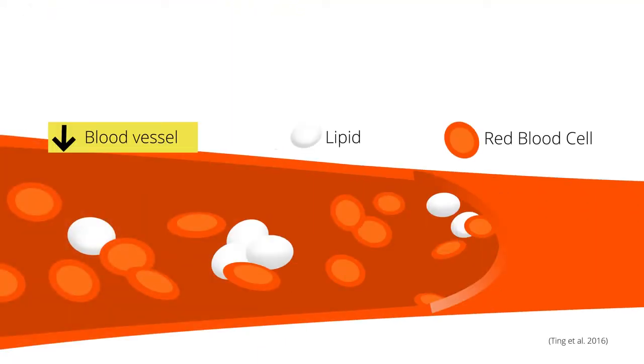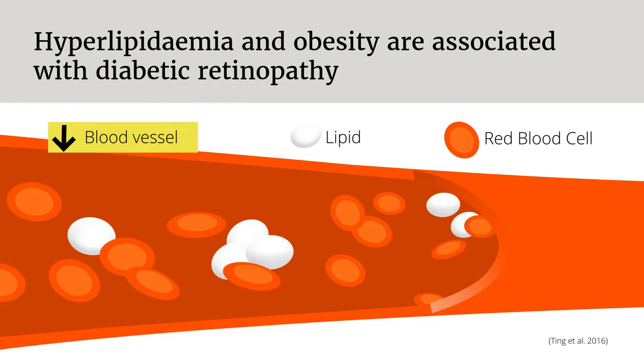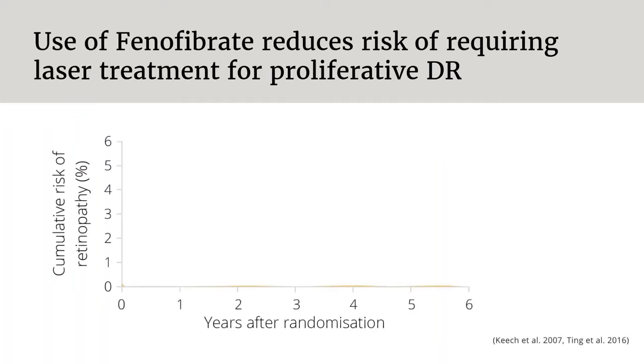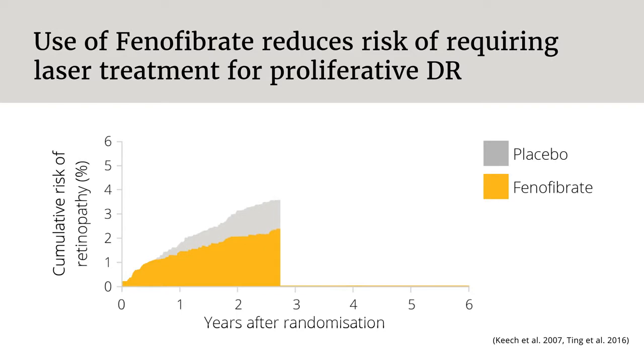Excessive levels of fat or lipids in the blood is called hyperlipidemia. Hyperlipidemia and obesity are associated with DR, but the evidence so far is limited on whether they are risk factors for the disease. Use of the drug Fenofibrate to reduce cholesterol levels has been found to reduce the risk of requiring laser treatment for proliferative DR.